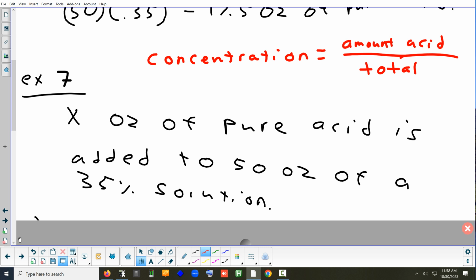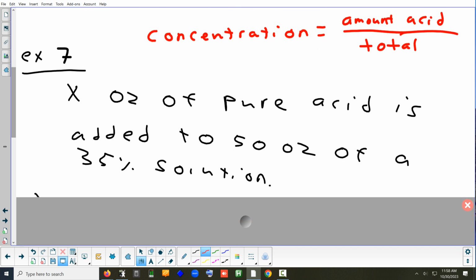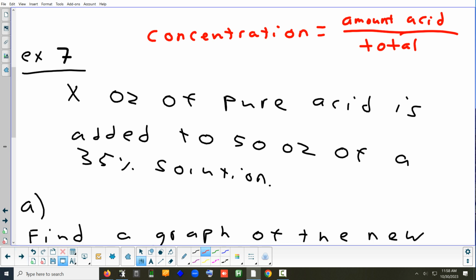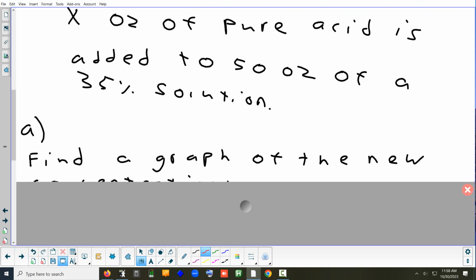What percent is the solution starting at? Starting at 35. It can't go any lower than that. I can either pour in nothing or I can pour in 100% pure acid. So I can make the solution stronger. That's all I can do. So I want to find a graph of the new concentration.